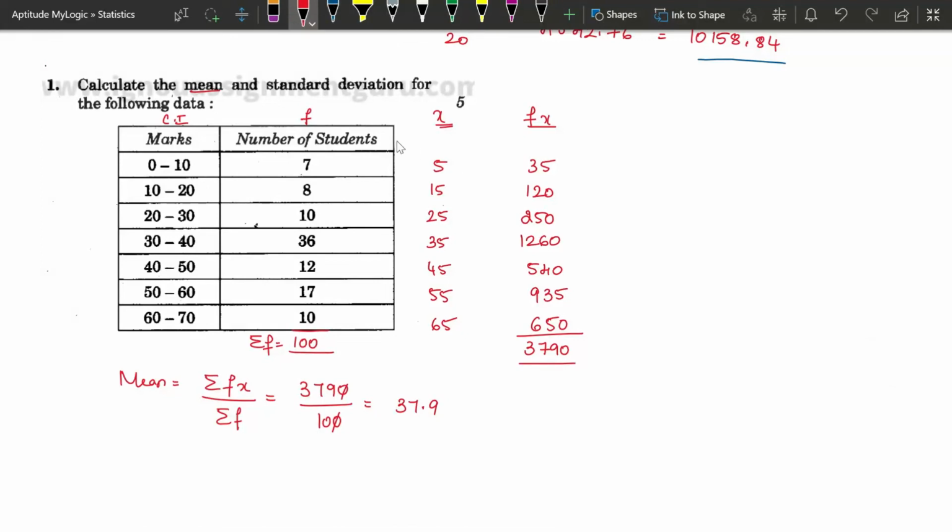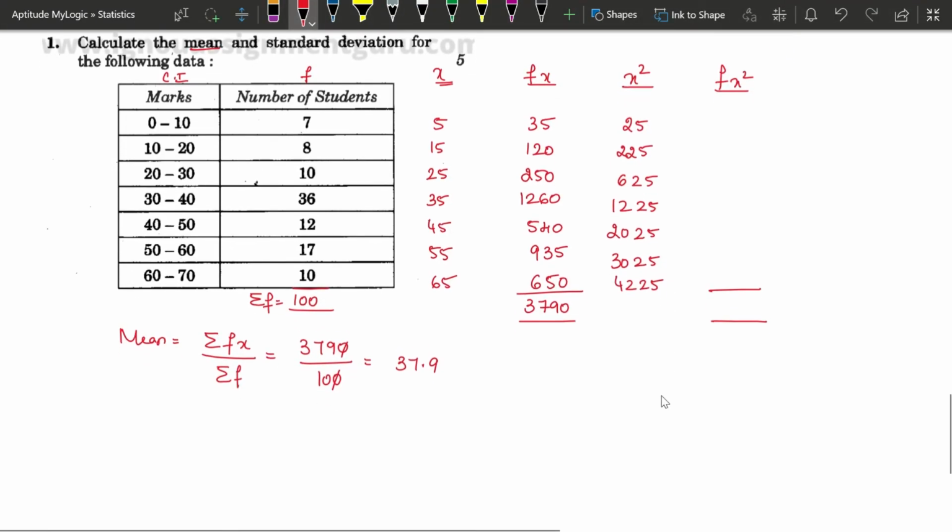The other one is that these x values themselves I'll square. Square of x values we will write, then multiply frequency with the x square values, and add these values to get the summation of fx square. This we can use in the standard deviation formula. So now first let us write the squares of x values. So this is 25, this is 225, 625, 1225, 2025, 3025 and then 4225.